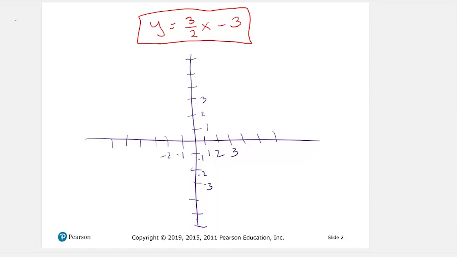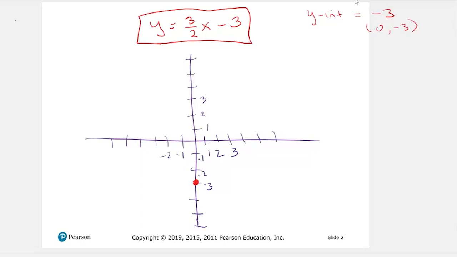Okay, so let's see what to do. Now, here's how I would do it. I first look at my y-intercept, and I can see here that my y-intercept is equal to -3, right? So I can plot the point whenever I'm looking for my y-intercept. X is 0, so (0, -3), and (0, -3) is right here. And I know that that's a point on the graph because that is actually my y-intercept.